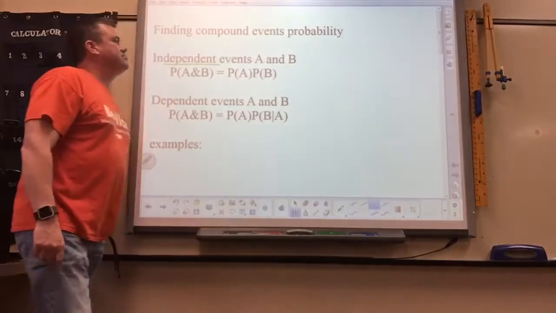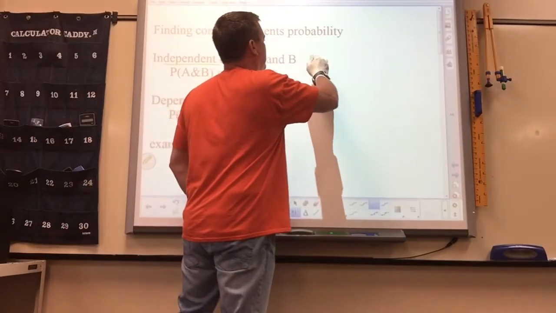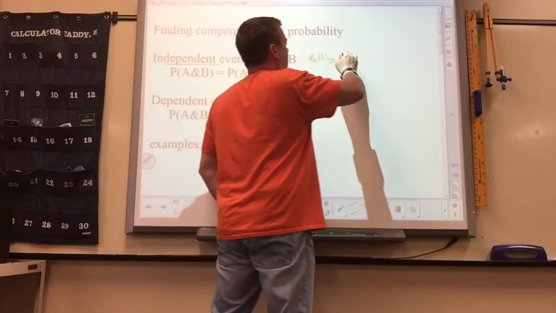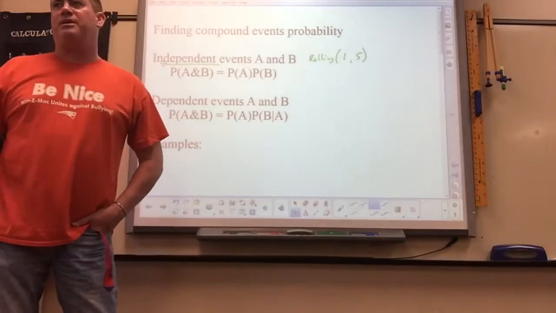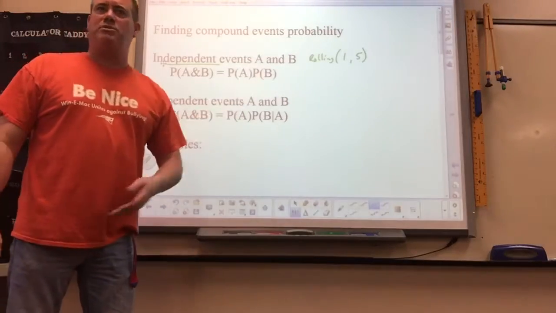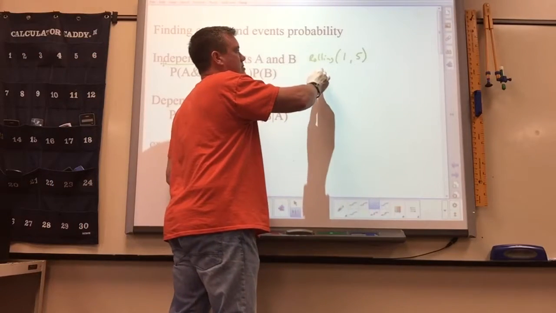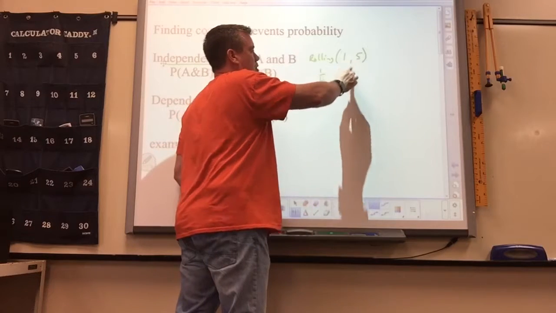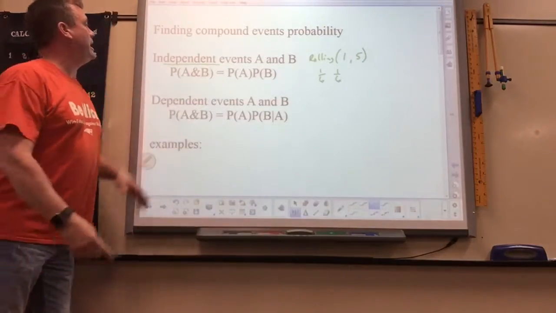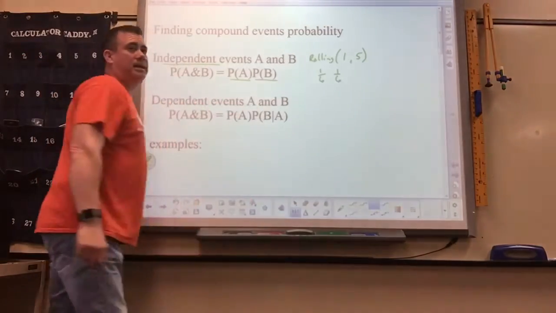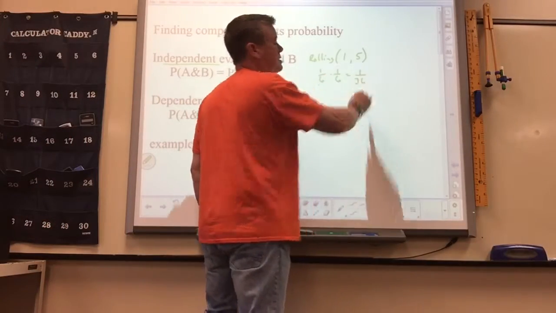Independent events means they don't affect each other. Like the probability of rolling, if you're doing dice, a 1 and then a 5. The first roll doesn't affect the second roll. And this could be if you rolled it 7 times. So the probability of rolling a 1 is? 1 out of 6. And the probability of rolling a 5? 1 out of 6, right? So all you do when they're independent is you just multiply each probability. So it's just 1/6 times 1/6 is 1/36.